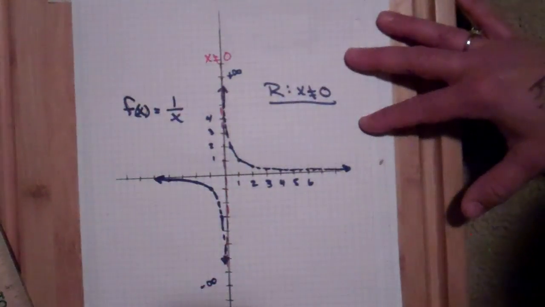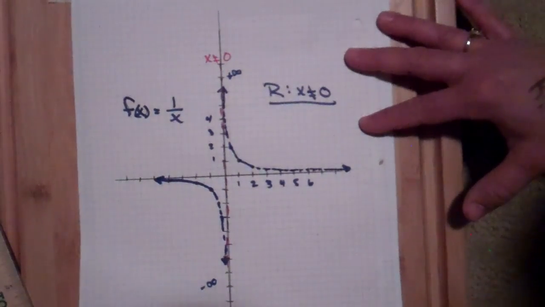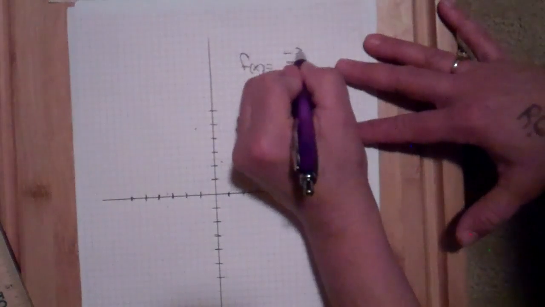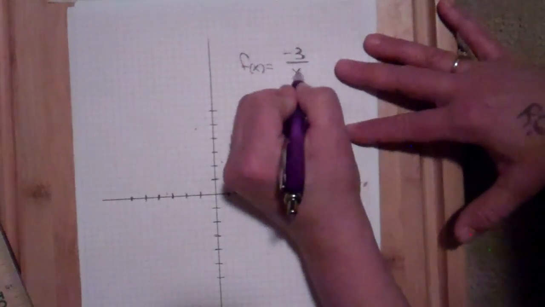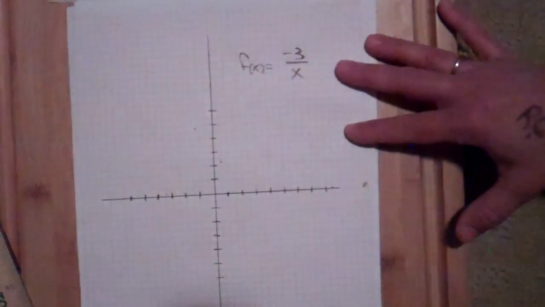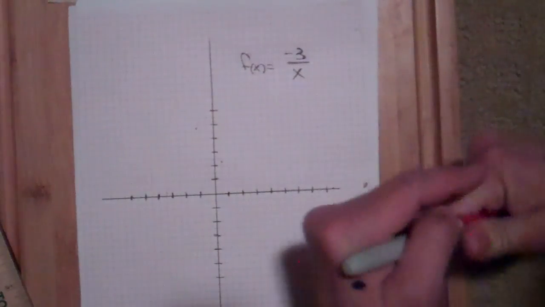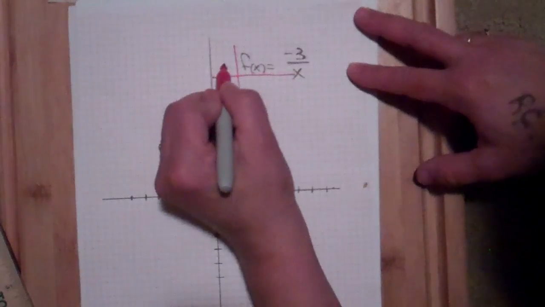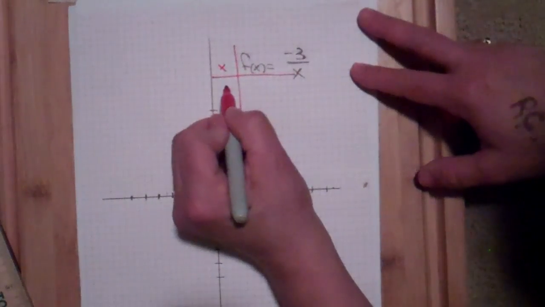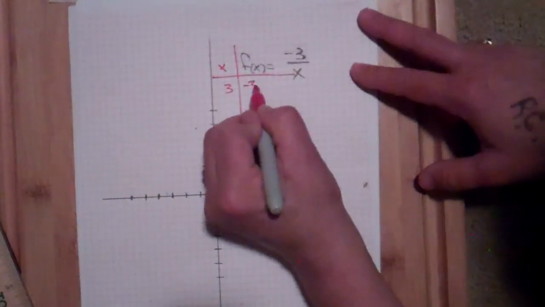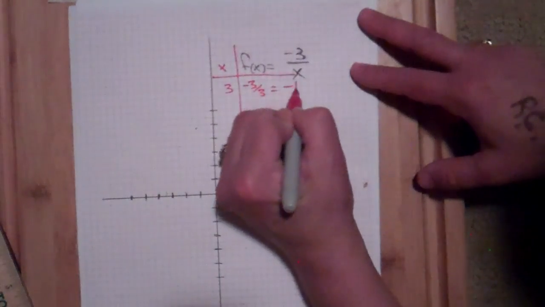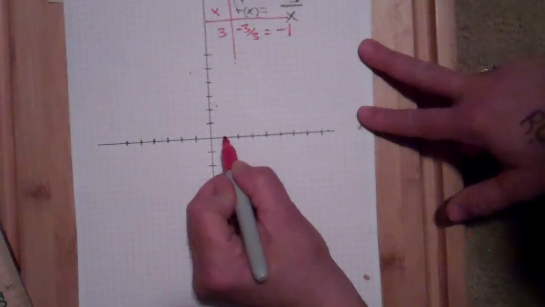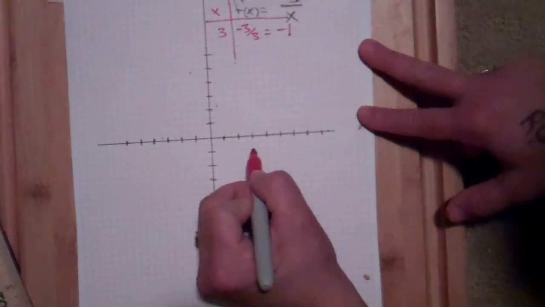So what do you think would happen if we take the same idea and now talk about graphing a negative 3 over x? If we're to come in and do a negative 3 over x, and we're to pick some x values, if I plug in just a 3, a negative 3 over 3 would actually give me a negative 1. So my very first point is at 3, 1, 2, 3, negative 1.